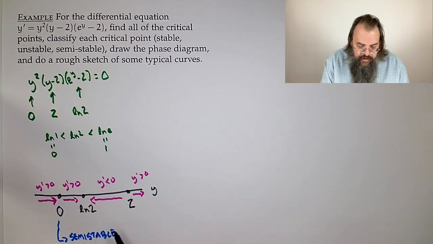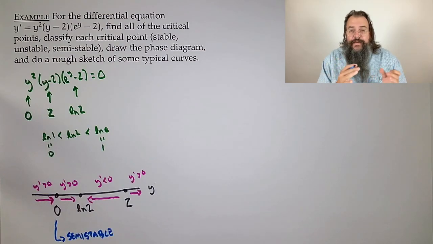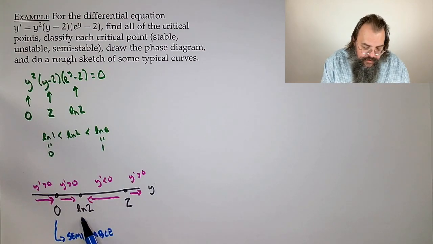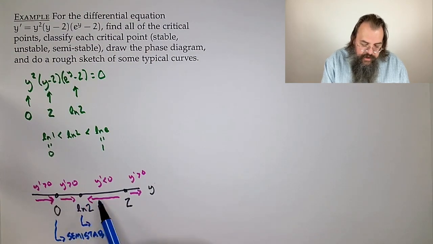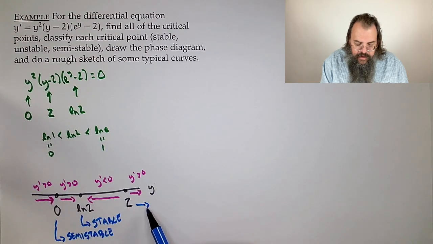Because it just depends. The behavior on the two sides is essentially different. One heads towards 0, one moves away from 0. For log 2, from both sides we're approaching, that says log 2 is stable. And then for 2, we move away, so that means unstable.